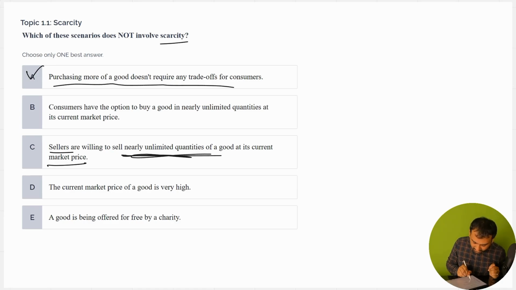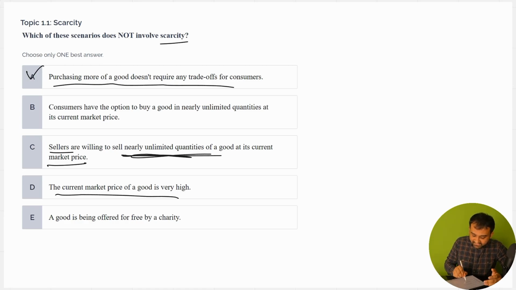Option D, the current market price of a good is very high. Now this is a tricky one because when you think of a good having a very high price, you're likely thinking, oh, it's probably not that common in the market. There's a small amount of them. They're trying to play on this idea of scarcity, how it is explained in the English language. So when you use the word scarcity in regular English, you are talking about, oh, that good isn't available in large quantities. But that is not how scarcity is defined in economics.